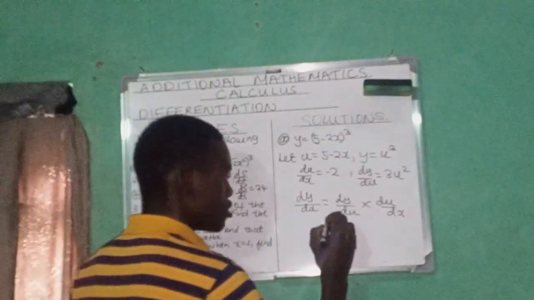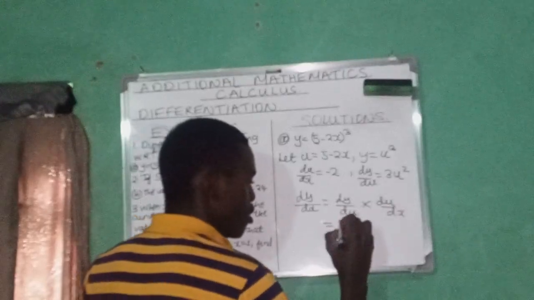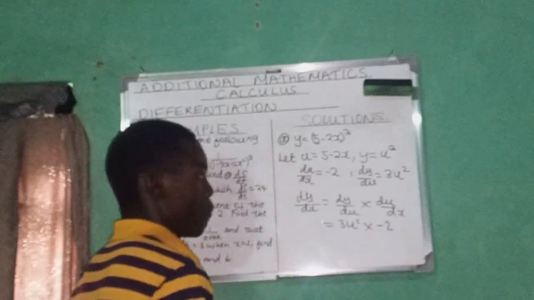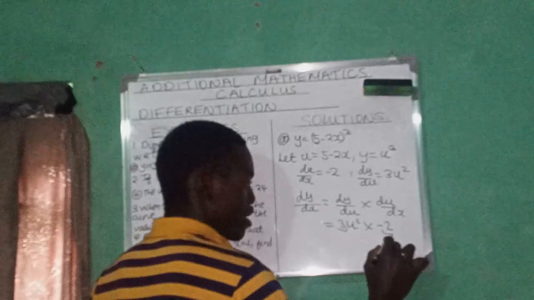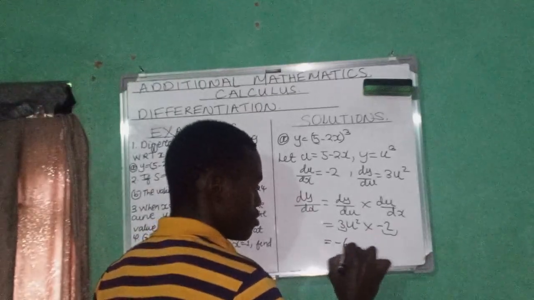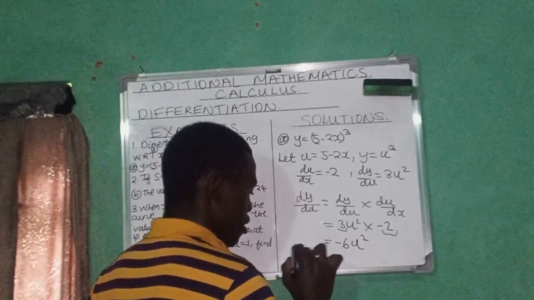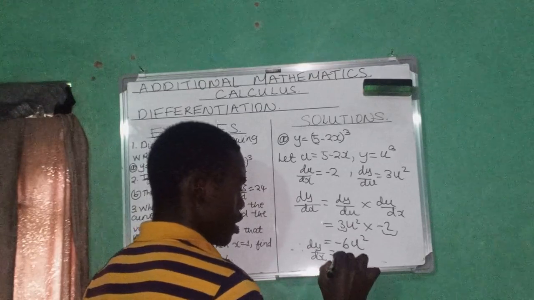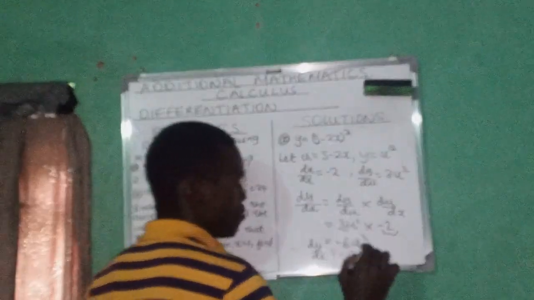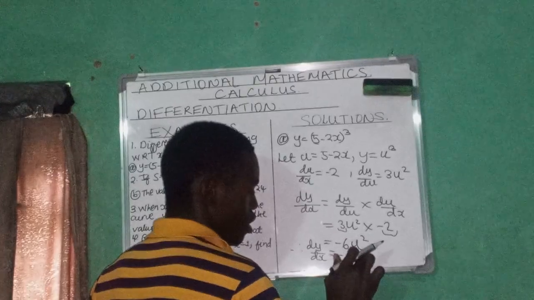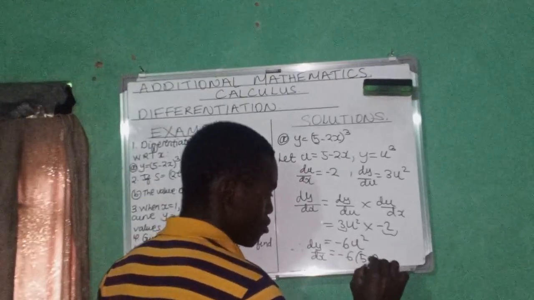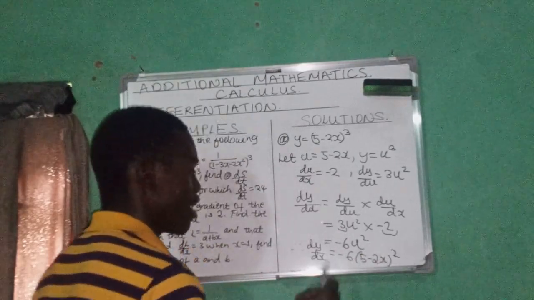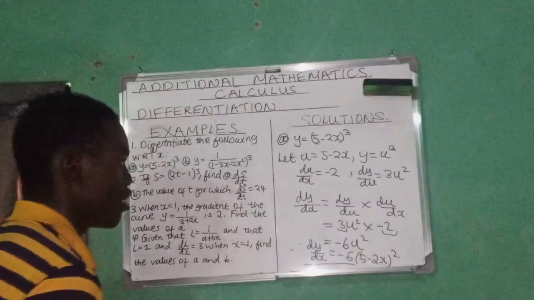Okay, so we substitute. dy/du is your 3u squared multiplied by your du/dx, which is negative 2. We multiply the numbers. 3 multiplied by negative 2 will be equal to negative 6u squared. Therefore, your dy/dx will be equal to negative 6 times, u was 5 minus 2x, raised to the power 2, like that. So that's your final answer for a, using the chain rule.